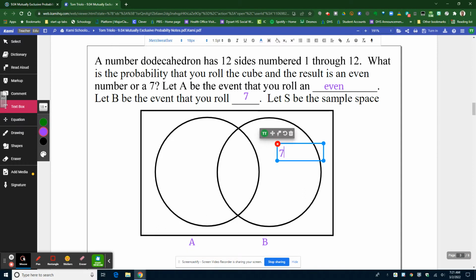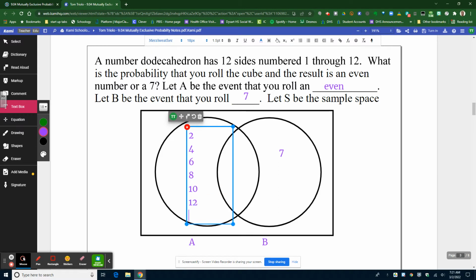So my even numbers are going to go over here. So let's see. I got 2. I got 4. I got 6. I got an 8. I got a 10. That's a 12-sided cube. I got 12. So really, this isn't properly done, right? My two circles shouldn't have any overlap because there isn't any overlap.